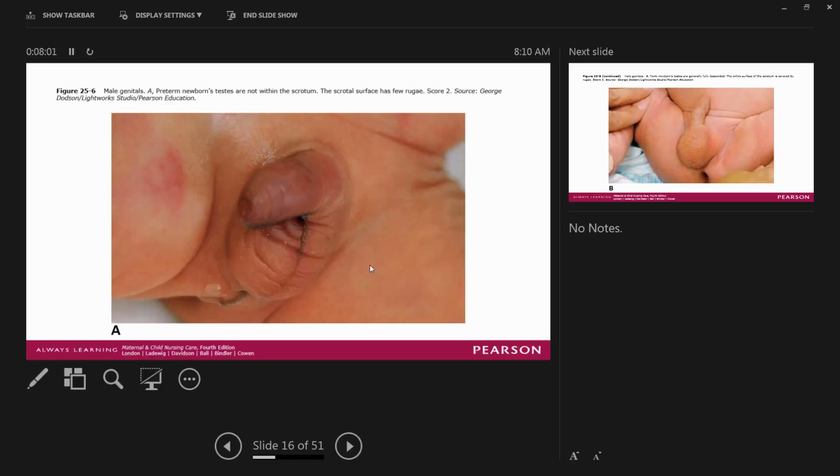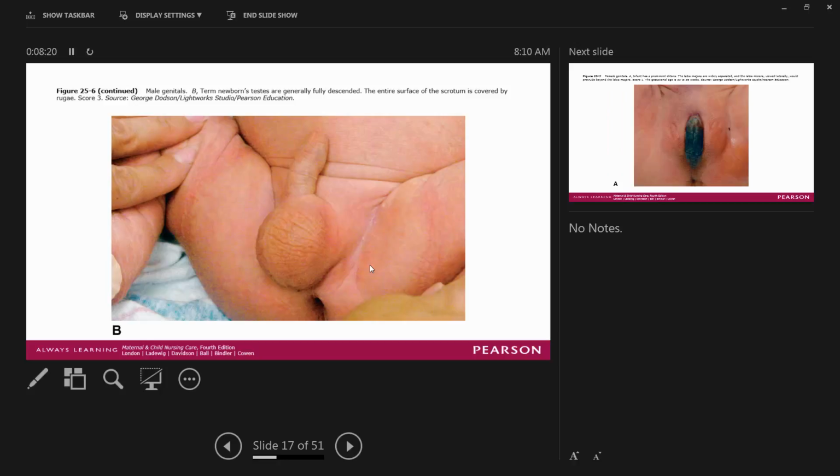Now, when we're looking at genitalia, as far as the little boy is concerned, we're actually assessing the rugae on the scrotal sac. Okay, how many wrinkles there are. The fewer wrinkles, the more preterm they are. The more wrinkles, the more term they are. So this is a little bit of an early baby. And this baby has a lot more wrinkles throughout the scrotal sac. So more term baby here.